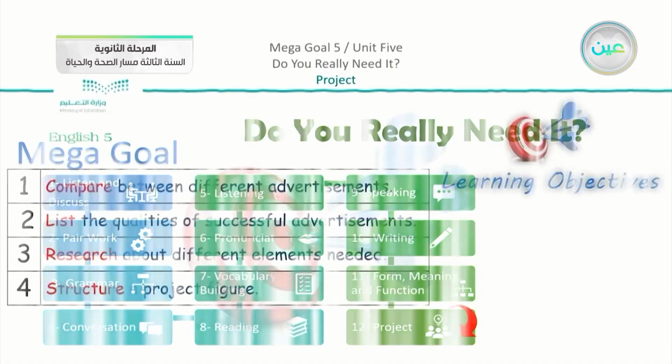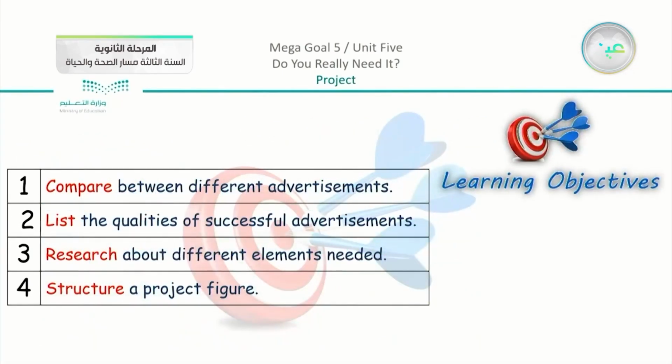Now, in our lesson, we have our objectives. The first objective is to compare between different advertisements. The second, to list the qualities of successful advertisements. Number 3, to research about different elements needed. Number 4, structure a project figure.